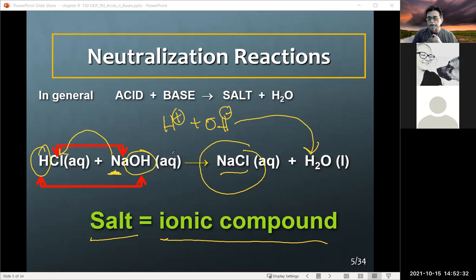So this is your first introduction to reactions, and this one happens to be neutralization. There are 6 types. This is the first type.